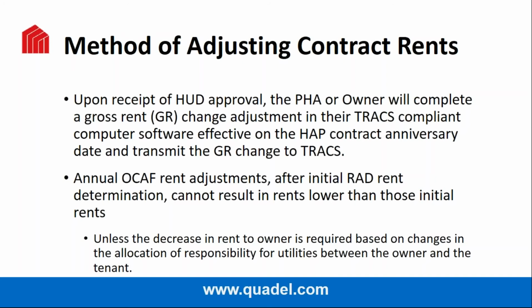Upon receipt and acceptance of the gross rent change that was submitted by the PHA or the owner to TRACS, the property or project may then voucher for the higher contract rents for the remainder of the upcoming year, and then the process starts all over again the following year. Just a quick note here that after determination of initial RAD rents, application of any OCAF adjustment cannot result in rents that are less than the initial RAD rents. So that's good news. There's no possibility of a rent reduction here as a result of an OCAF adjustment.